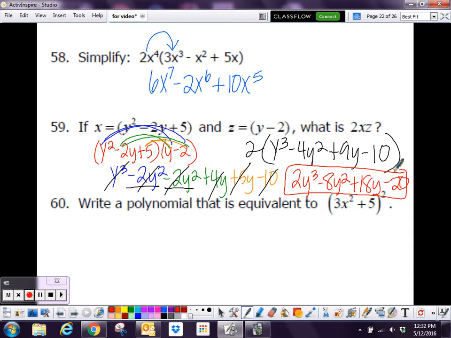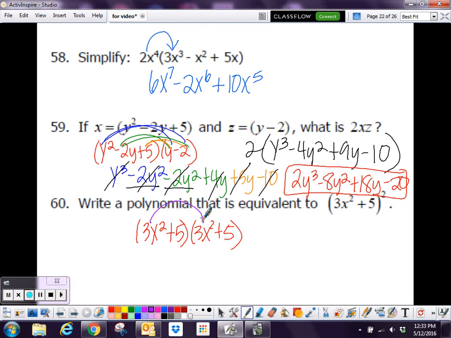Number 60, write a polynomial that is equivalent to (3x squared plus 5) squared. Okay, not really a shortcut here, so you've got to write this out. (3x squared plus 5) times (3x squared plus 5). You cannot take that little 2 on the outside and distribute that. It's not going to work. So now I FOIL this.